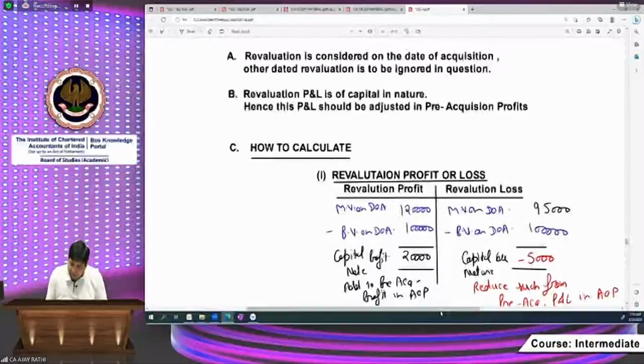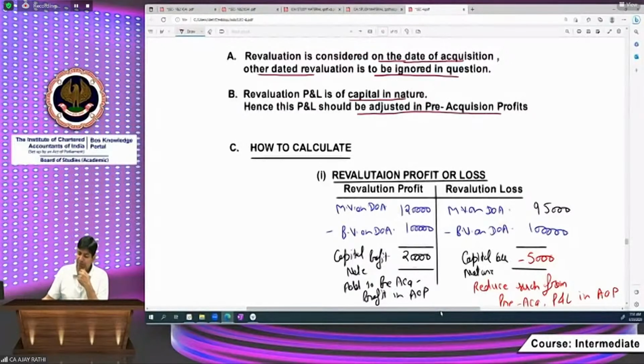Beta, see, these are the steps, please note down. Revaluation is considered on the date of acquisition. Other dated revaluation is to be ignored in the question, in the exam. We have to consider only the revaluation belonging to the date of acquisition. Revaluation profit and loss is of capital nature, so it must be adjusted in the pre-acquisition profit.